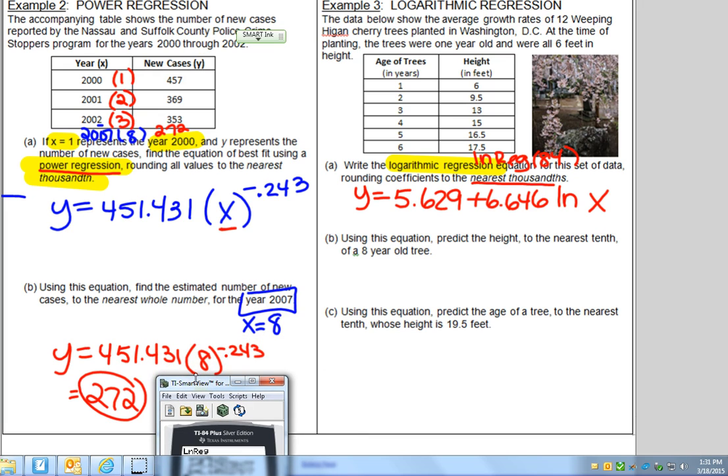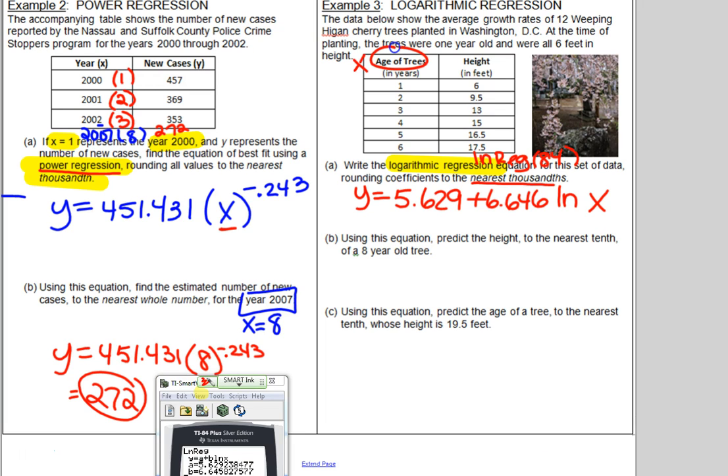Okay, so using this equation, now again, there's usually follow-up questions. Using this equation, predict the height to the nearest tenth of an 8-year-old tree. Okay, so the age is the X column, and that's the Y column. That might help you if you're having trouble trying to determine what variable you have. So 8-year-old tree means that's the age. X is 8. So this is the easy one. Anytime they give you X, it's easy. You fill in and just type it in your calculator.